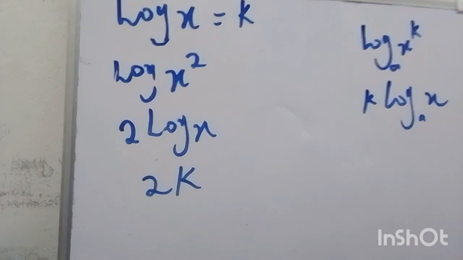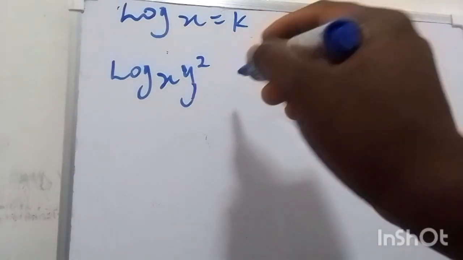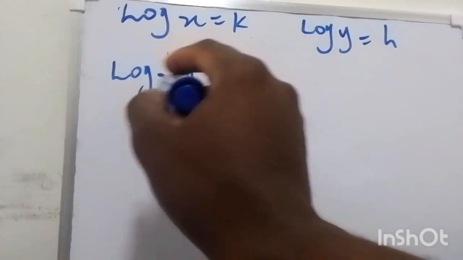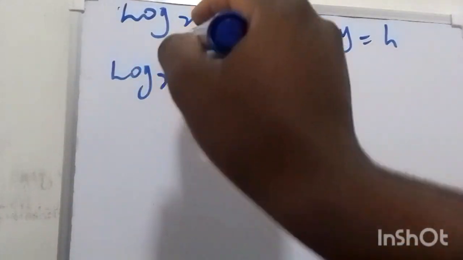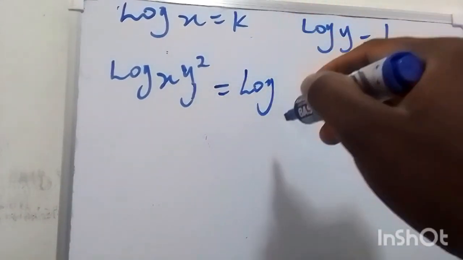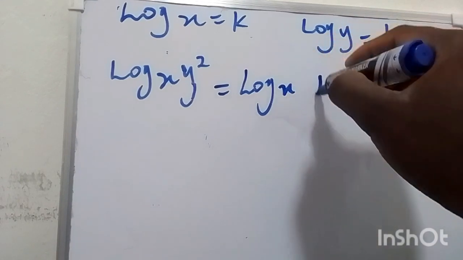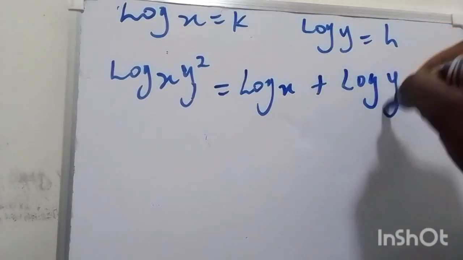Alright. Now we are given this question. It says log x equals k and log y equals h. And we should write the following in terms of k and h. I believe we view the question. So how do we solve this? This is a product, xy squared. So we are going to expand it using the addition rule. So that is log x plus log y squared.